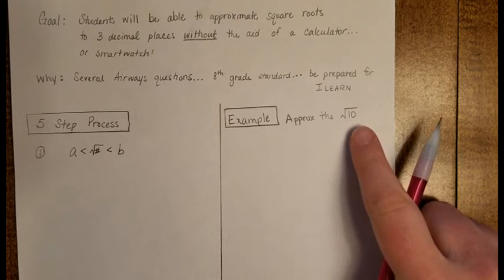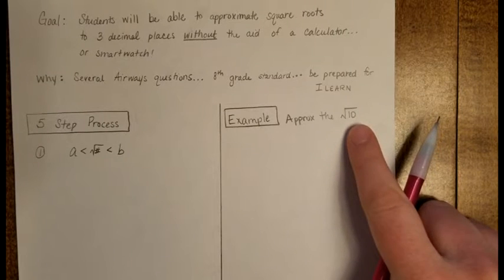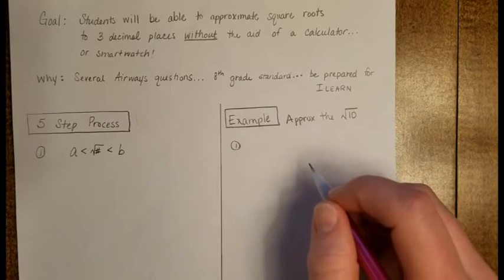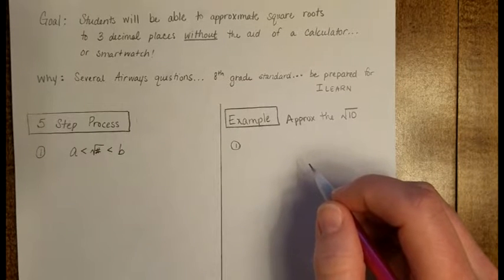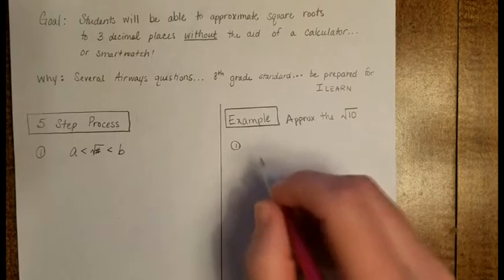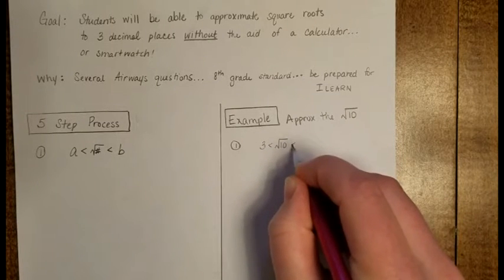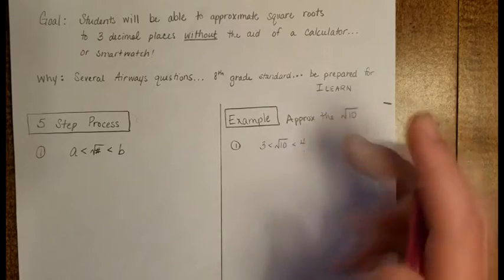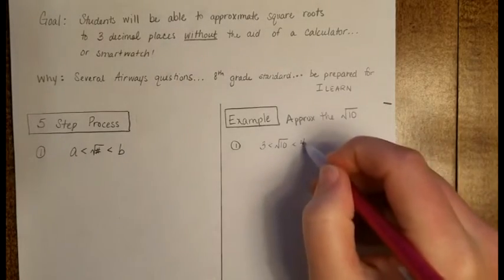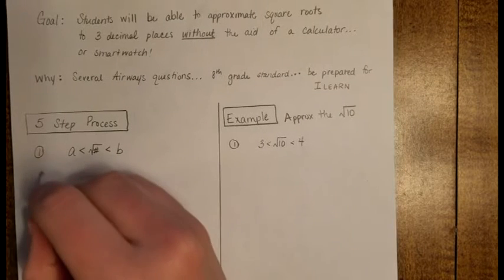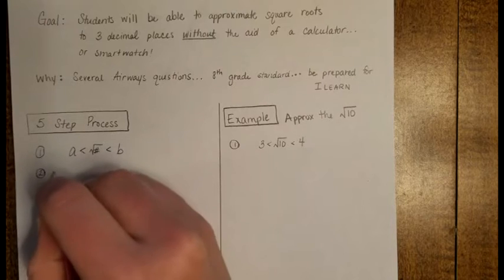So if my example is I'm trying to approximate the square root of 10, for step 1 I would say, well, the square root of 10 I know has to fall between 3 and 4. That's the first step, identifying the 2 whole numbers that it has to be between. Now, the second step of the process, we actually have to divide.